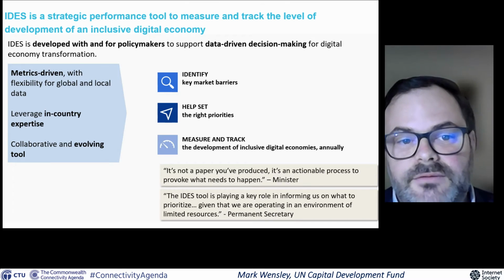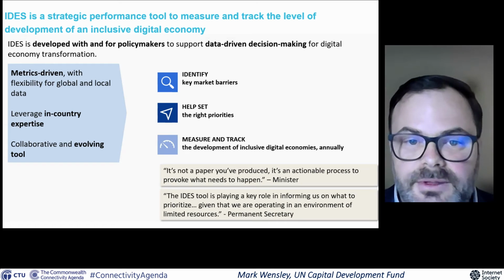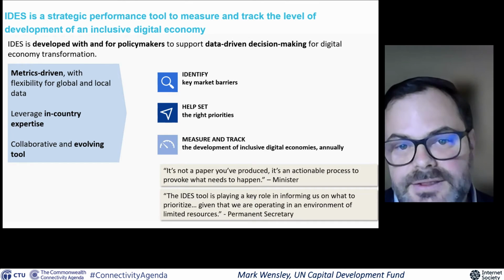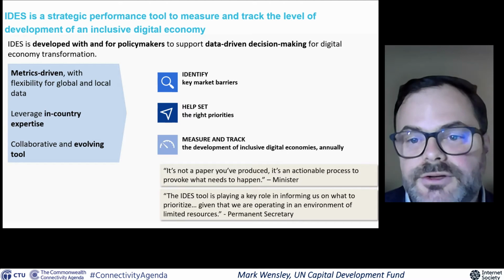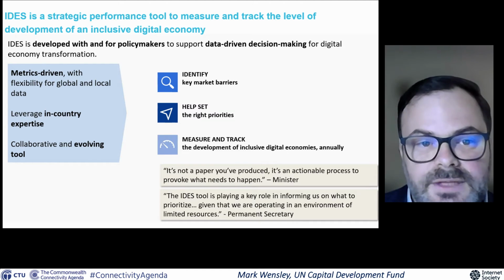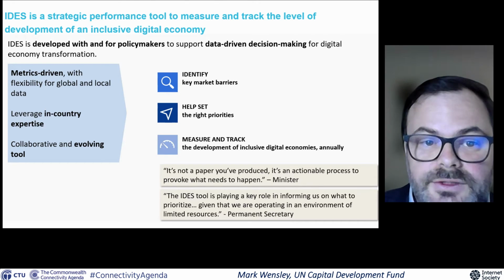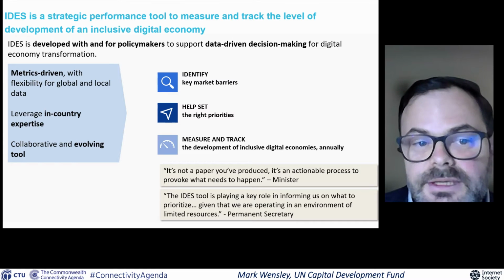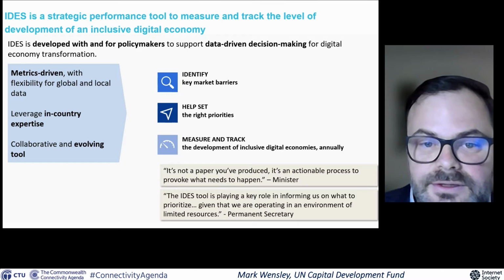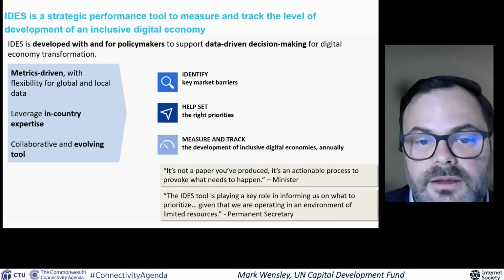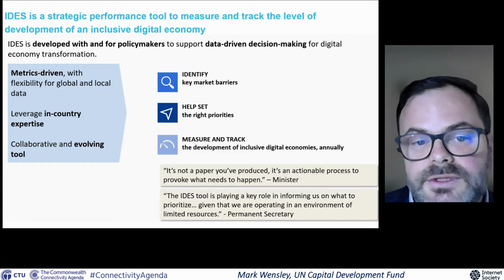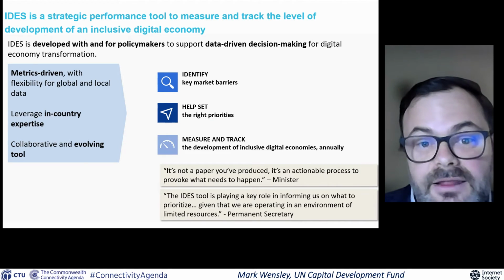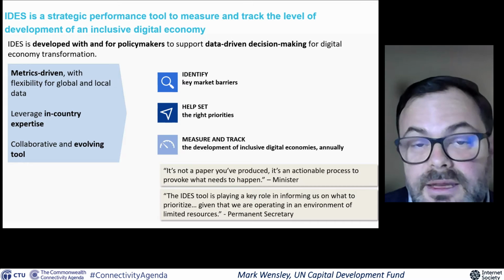Some of the defining features of the tool is that it's metrics driven with flexibility. So it can draw from global data sets by default, and it can also substitute in local data sets that are more trusted or integrated into M&E that's used by policymakers, for example. It's also a tool that can leverage our in-country expertise. So really building on our relationship with the private sector to help inform findings. We can help with scoring and expert assessment on particular areas. But beyond that, UNCDF provides active support to facilitate working groups with the government to validate the data, to internalize findings, and really to support reflection on priority setting at key inflection points.